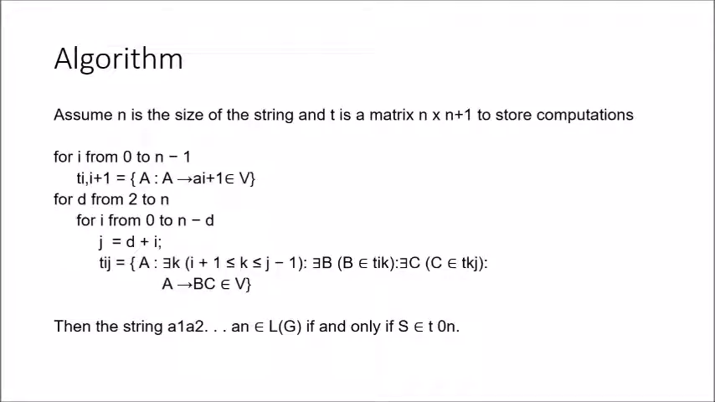Our second loop loops through our row and concatenates the two previous non-terminal variables and checks to see if there is a variable that produces this variable pair. Then finally, at the end of the loop, the string a1, a2 to an is in our language G if and only if s, our starting symbol, is in T sub 0 n.